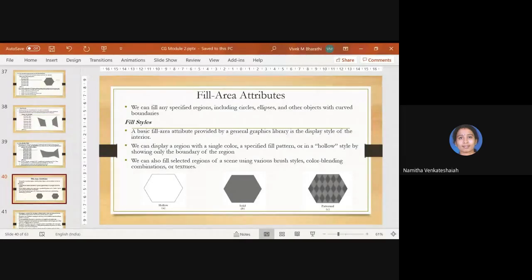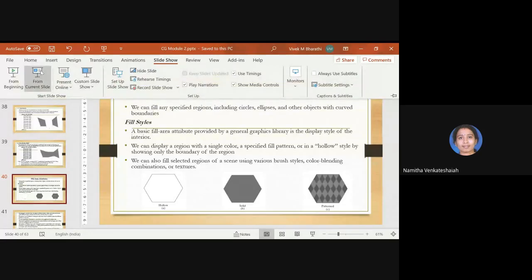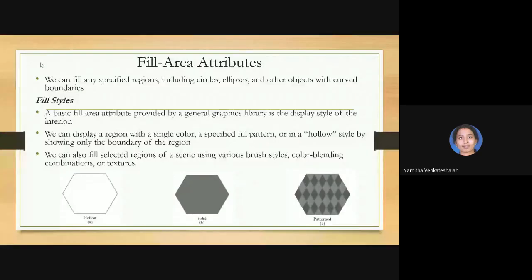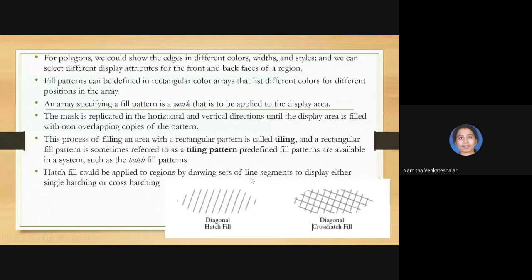Okay, next let us move to the next topic. Fill area attributes. You can fill the polygon in hollow style or solid style or pattern style, in whichever style you want, by giving different instructions. Okay, so we could show the edges in different colors. You can give width styles. So many things are possible.